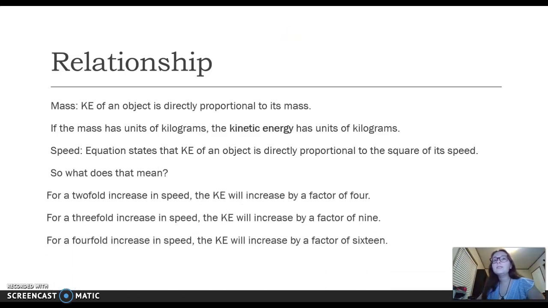For a 2-fold increase in speed, the kinetic energy will increase by a factor of 4. For a 3-fold increase in speed, the kinetic energy will increase by a factor of 9. And for a 4-fold increase in speed, the kinetic energy will increase by a factor of 16.